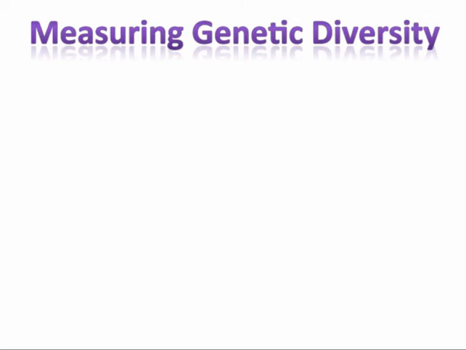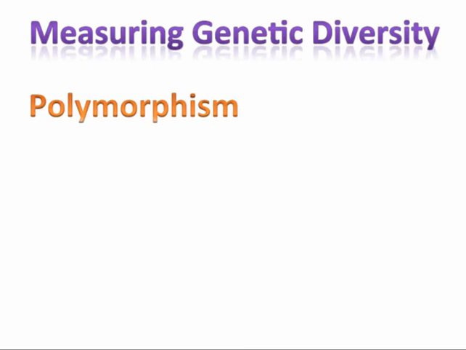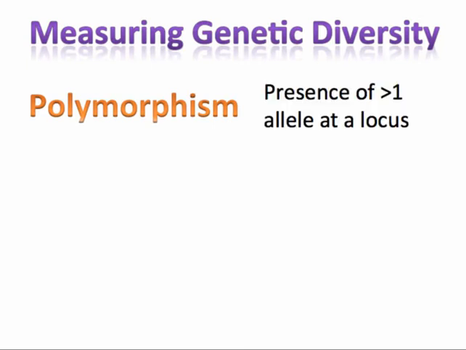Well, there are a couple ways that we talk about and measure genetic diversity. We're generally looking for polymorphism. And polymorphism is the presence of more than one allele at a locus. So if something has many alleles, we call it polymorphic. And if it has few or one allele, we call it monomorphic.